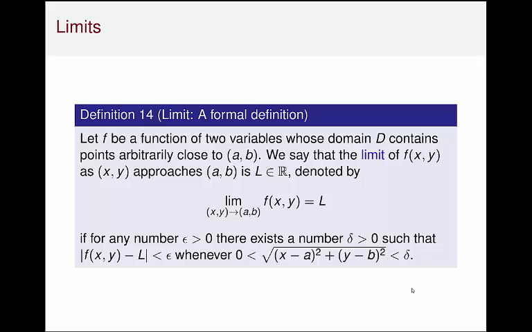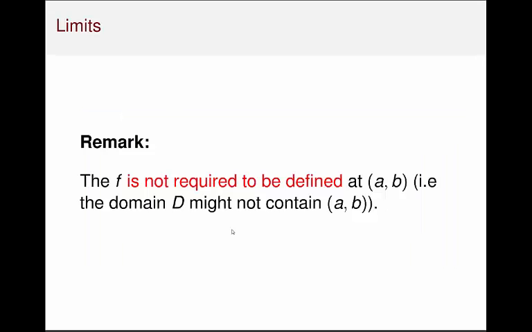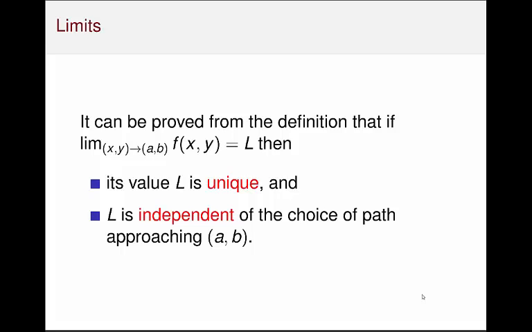Perhaps an important point to note here is that the function f is not required to be defined at the limit point ab for the limit to exist. In other words, it is possible that a function is not defined at ab, but the limit exists at ab. Also, it can be proved that if the function f has a limit at a point ab, then this limit L must be unique, and this limit is also independent of the choice of path approaching ab.